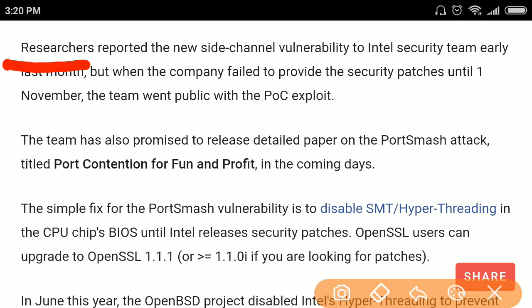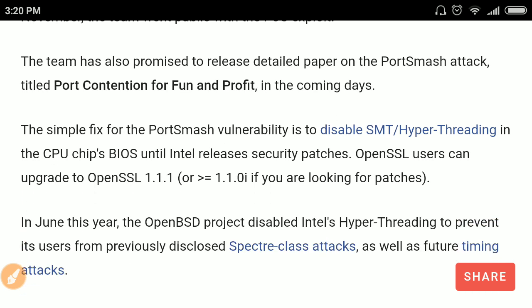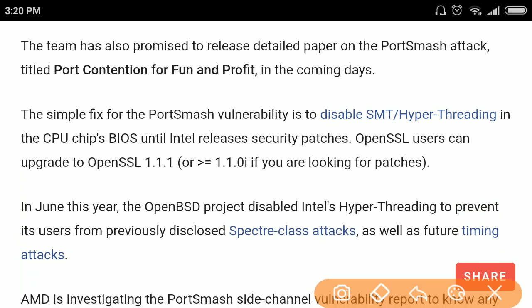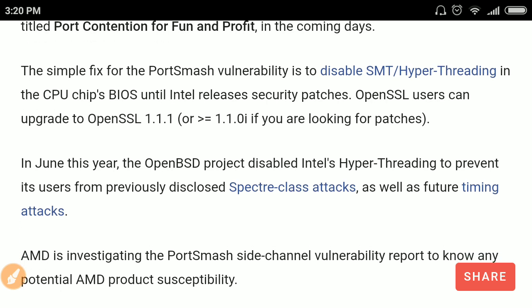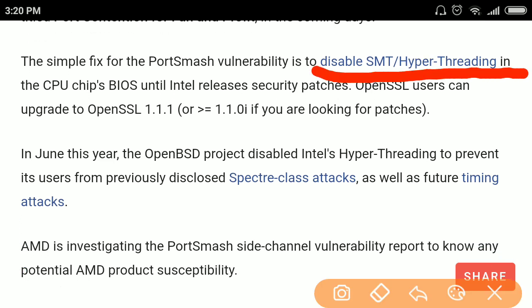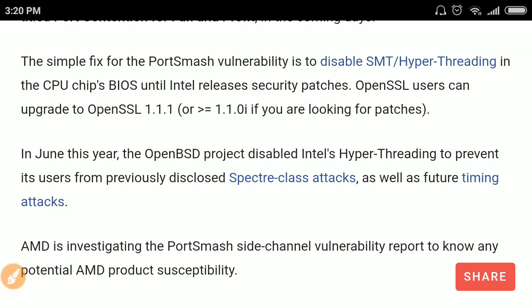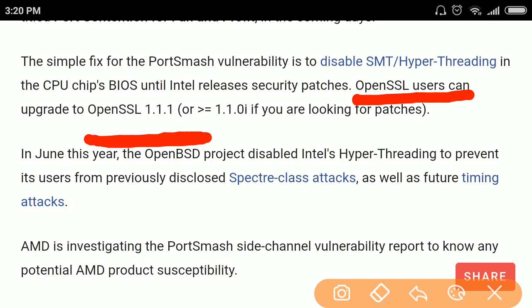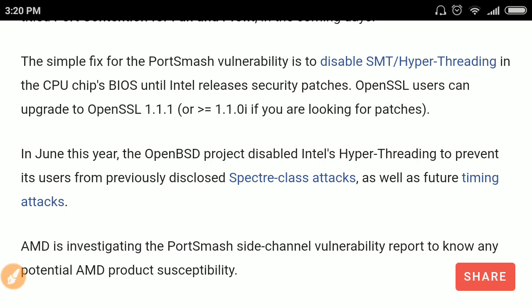The researchers reported this vulnerability earlier this year to the Intel security team, but the Intel security team said that they would provide the patch by 1st November, and now they have leaked this information about this POC, and they will also publish a detailed paper later on with the title, Port Contention for Fun and Profit. So the simple fix is to disable this feature in all CPU chips or BIOS until the patch is released by the vendor. And OpenSSL users can upgrade their OpenSSL to this version, which is not affected by this vulnerability.